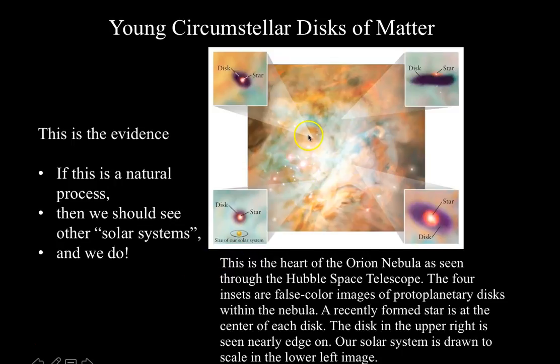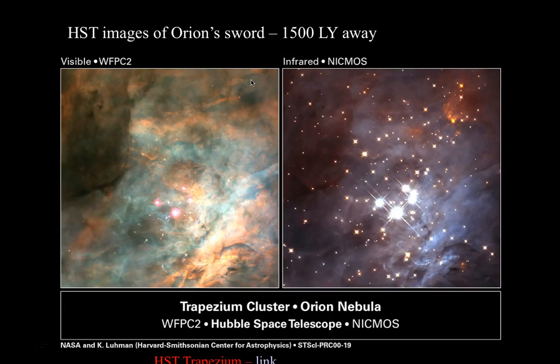The Orion Nebula is something that you can see with your naked eye, although it is much more spectacular using a telescope, as you can see here with the Hubble Space Telescope. Basically, we see the evidence of a star and disks around it. Pretty amazing stuff. Here is another picture of the Orion's sword, or the Orion Nebula.